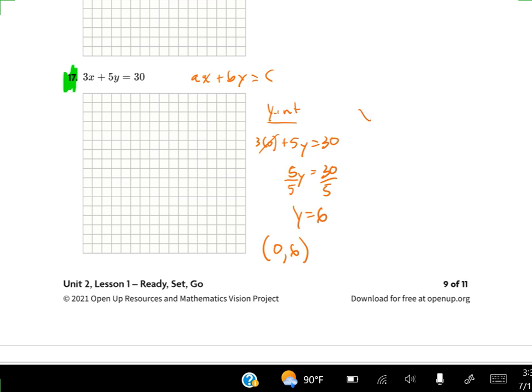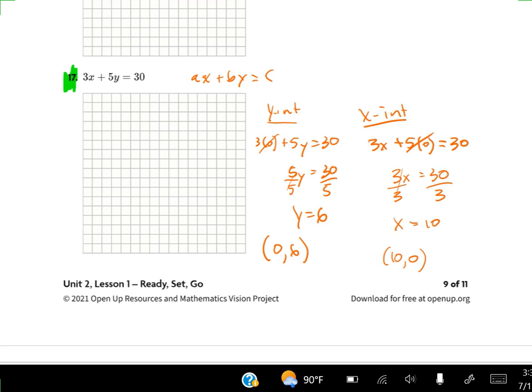The x-intercept, similar process. Now we're going to set y equal to 0. So this ends up canceling out. We get 3x equals 30. We get x equals 10. So the x-intercept is at (10, 0).